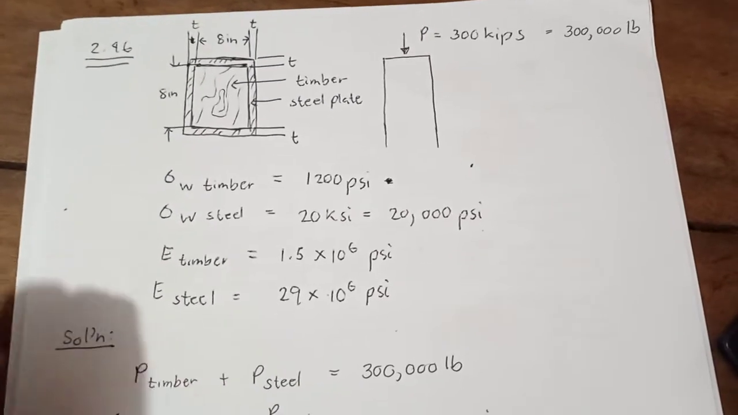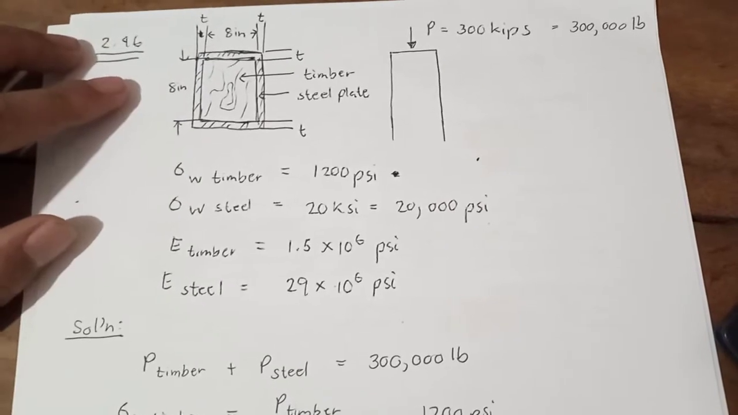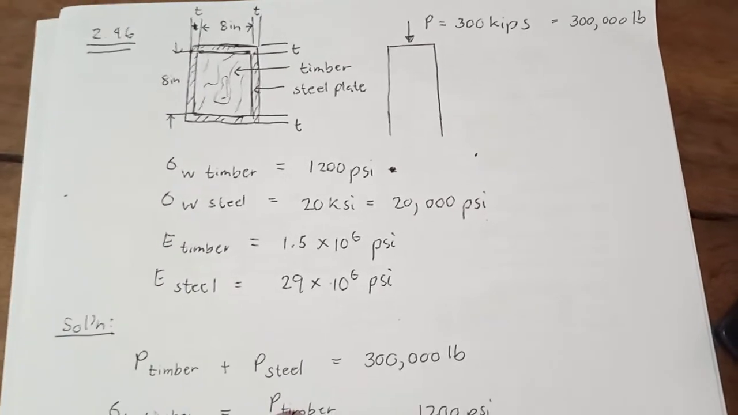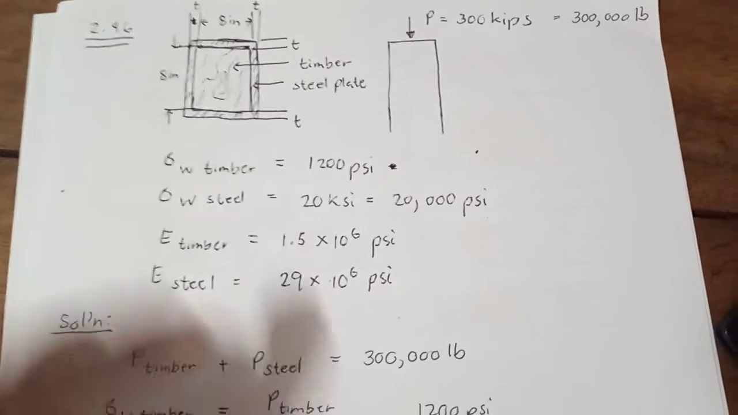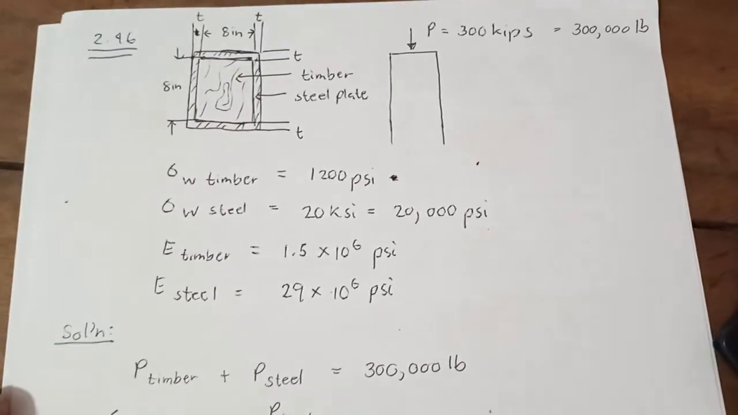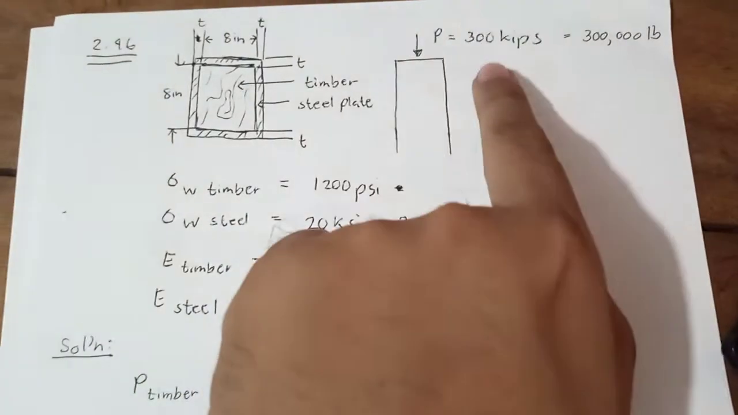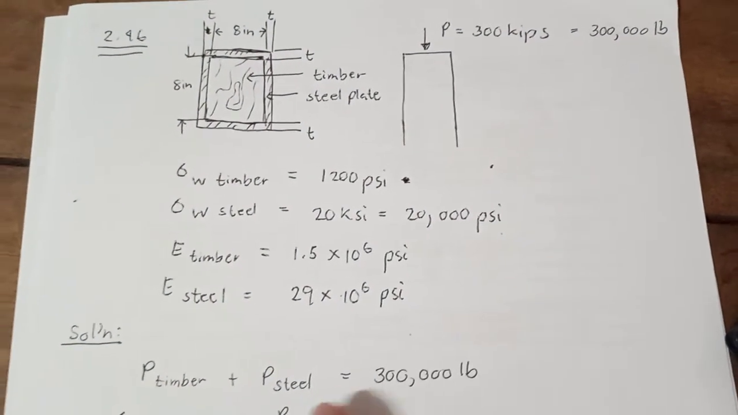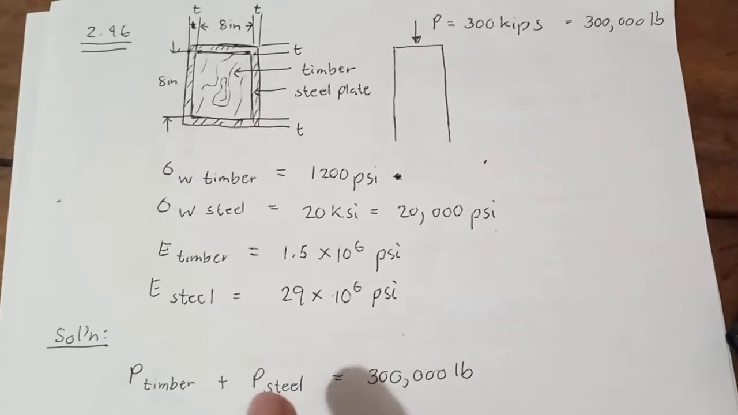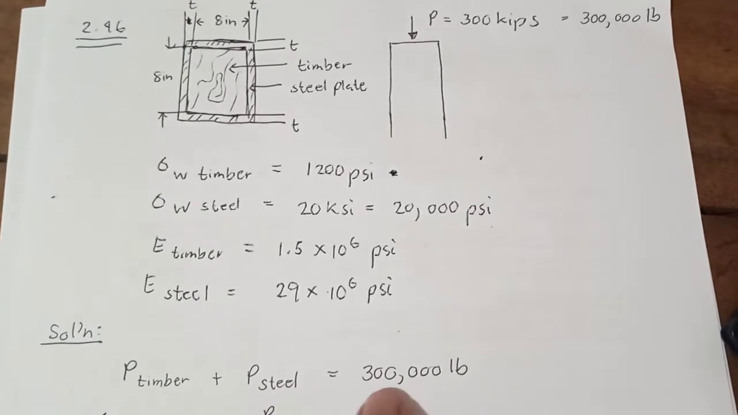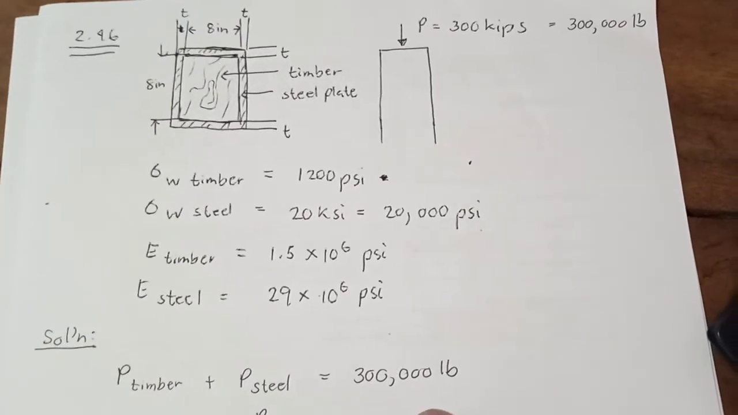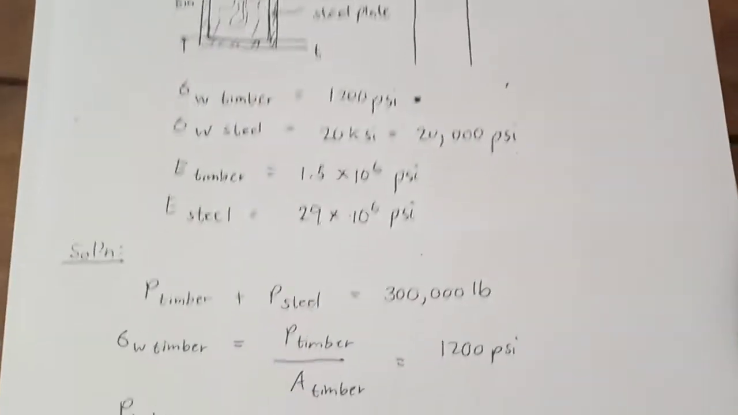The first solution we can draw is that the timber and the steel will carry the load of 300 kips together, which means that a portion of this 300 kips will be carried by timber alone, and a portion of that 300 kips will be carried by steel alone. So it is equal to 300,000 pounds. I converted it first into pounds.